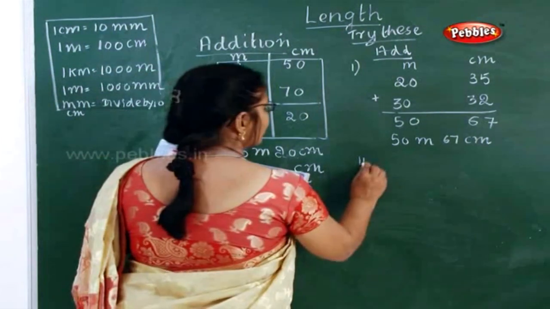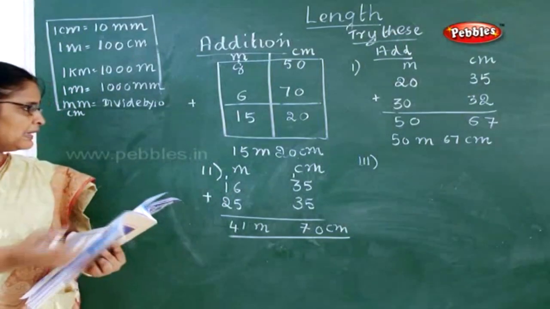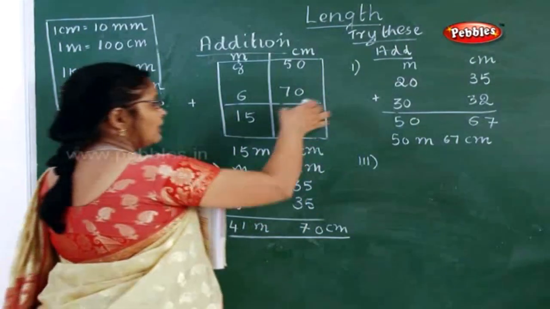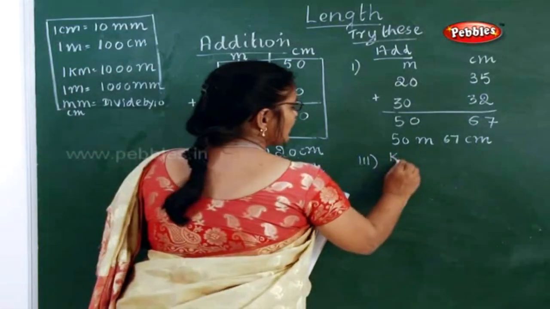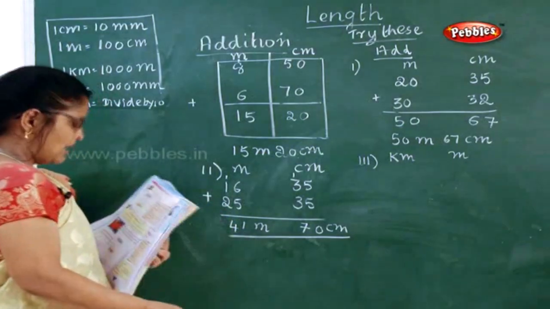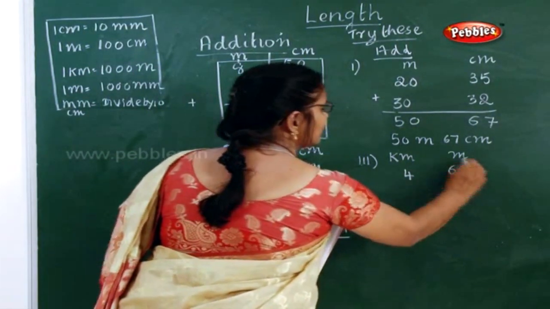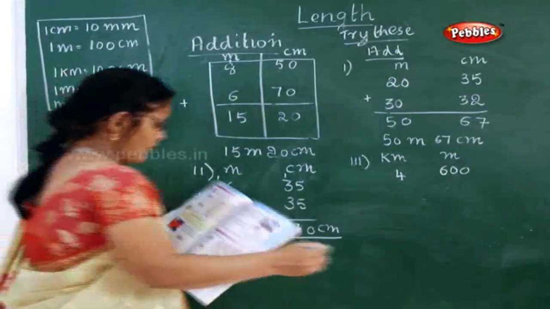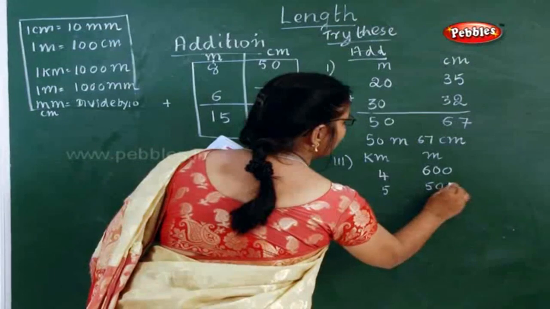Now next sum. What is the next sum they have given? They have given kilometer and meter. Now we did meter and centimeter. Now you have to do kilometer and meter. Am I right or not? Kilometer and meter. So what is it? 4 kilometer, 600 meter. Now what is it? 5 kilometer and 500 meter.